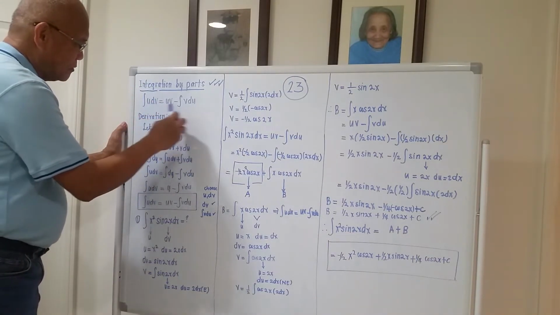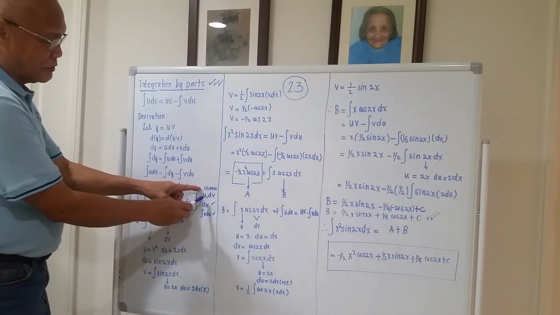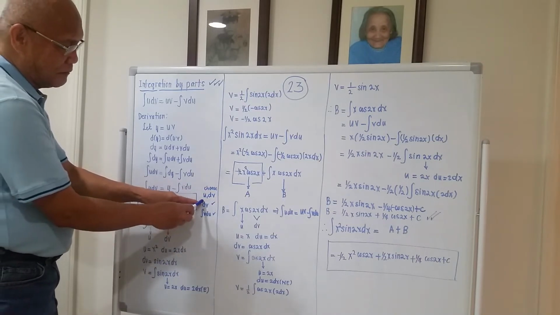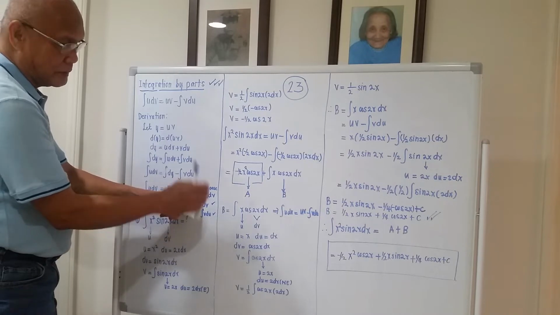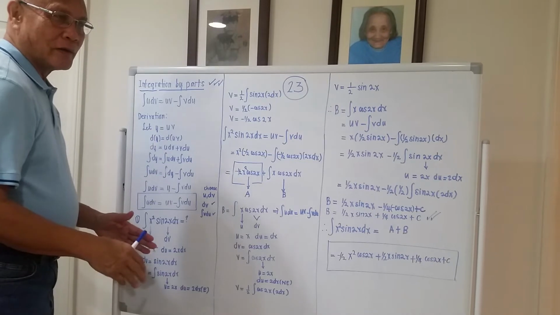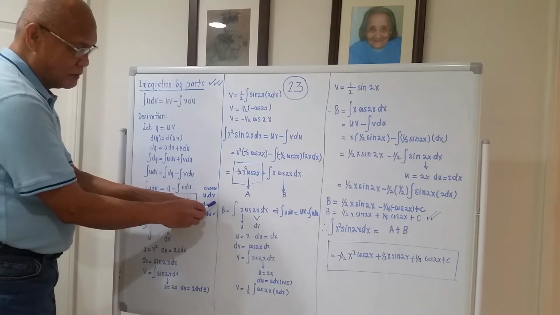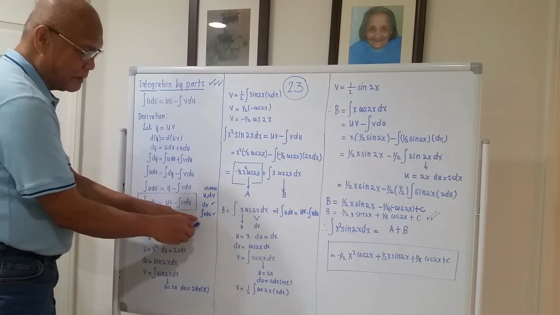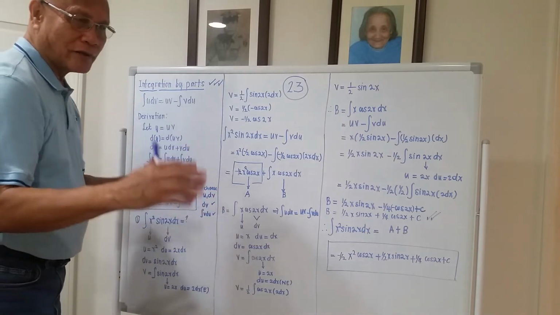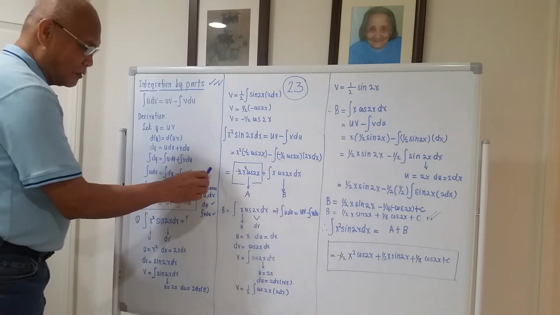To follow this formula, choose the value of u and dv such that dv and the integral of v du are integrable, meaning you could find it. If you choose the value of u and dv, dv should be integrable and the integral of v du should be integrable. If it's not, your choice of u and dv was wrong. So make another trial. That's the condition for this one.